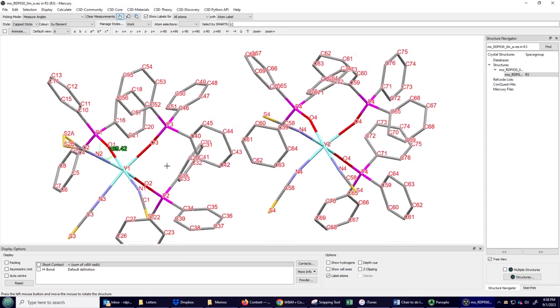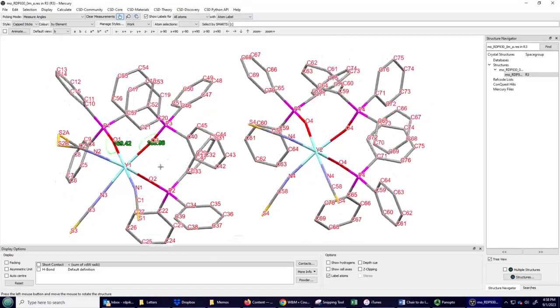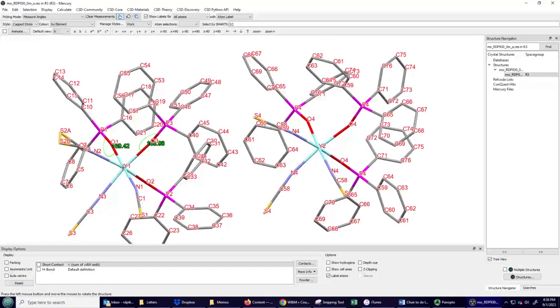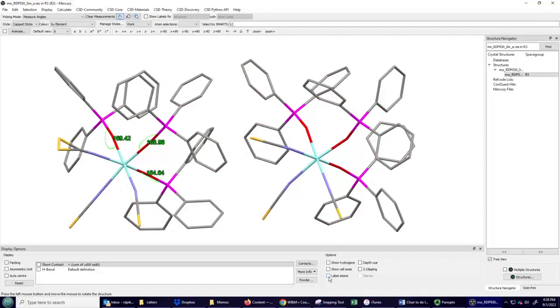Here I see 169.5. Here I see 167, I guess, and then this one is yet different. Let me turn off the label so you can see them better. 164.5. So they're all quite different, at least a little bit different.